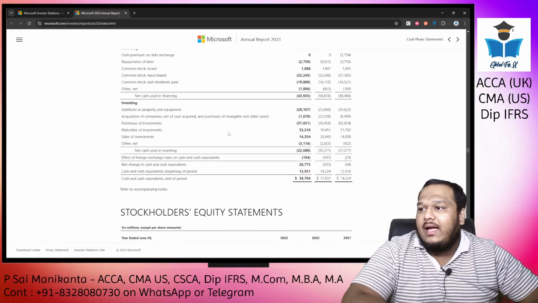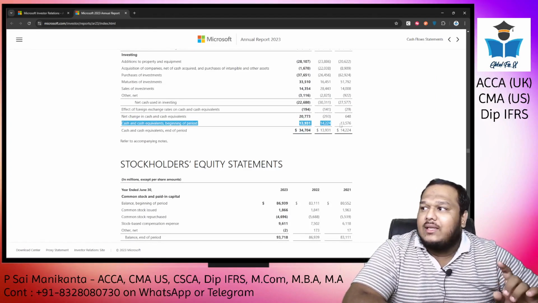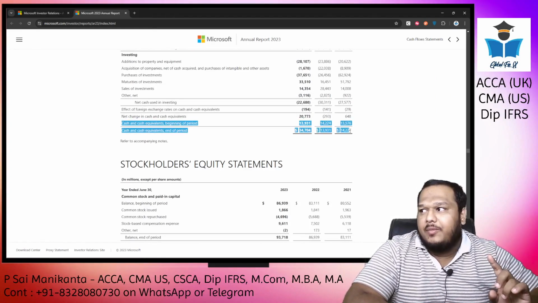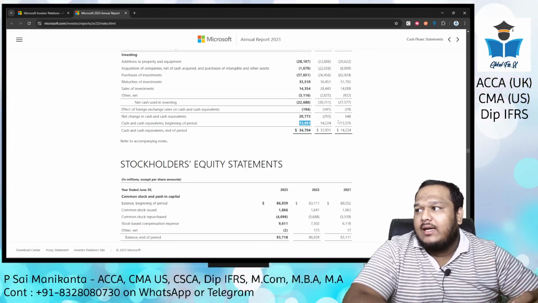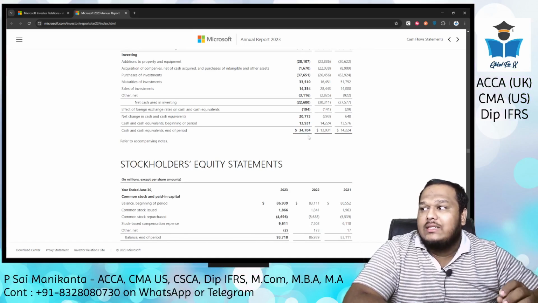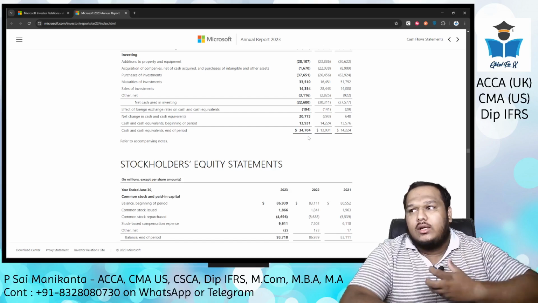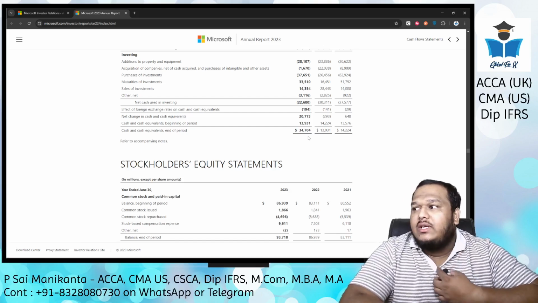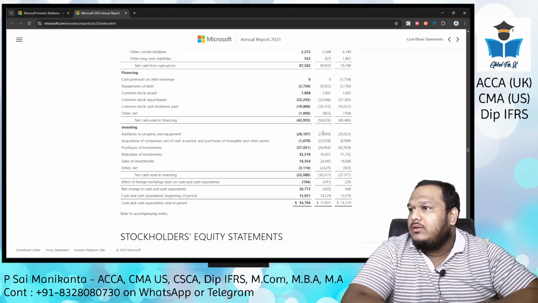So you see at the ending, we show the cash and cash balances at the beginning of the period and ending of the period. At the beginning of 2023, they had $13,931 million in cash and cash equivalents, whereas by the end of the year, it is 34,000. So the liquidity has gone up a lot. A lot of liquidity has come into the company. And why did they get so much money?